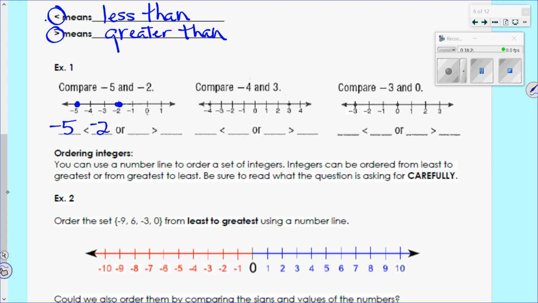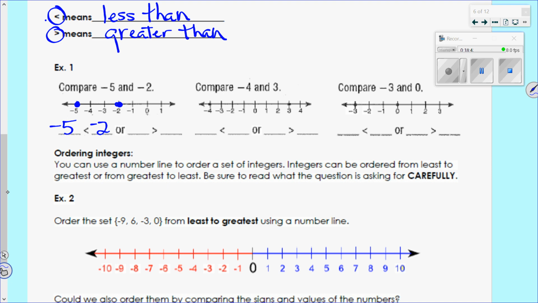Why would you say -5 is less than -2? Really? Because it's further to the left. It's literally that easy, guys. Today's lesson is that easy. It's further to the left, it's less than.